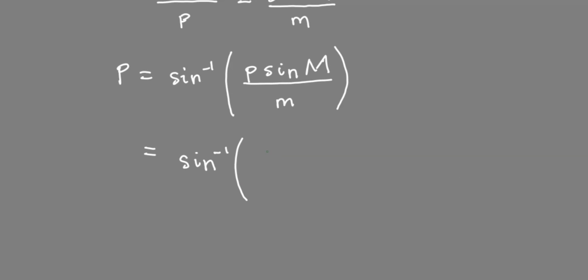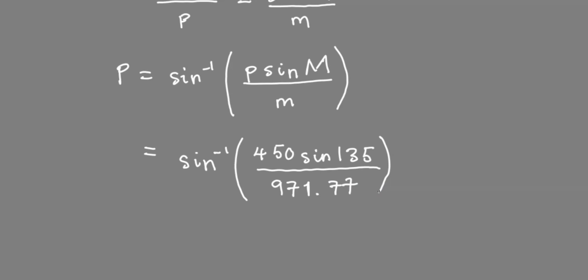P is 450. Then we've got sine m. M is the angle that we earlier calculated in this question, 135. The m is the distance LP that we calculated. I'm going to use the one we didn't round off, 971.77. And then we get our calculator and see the value that it's going to give us.